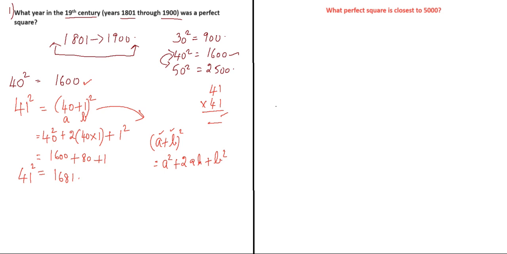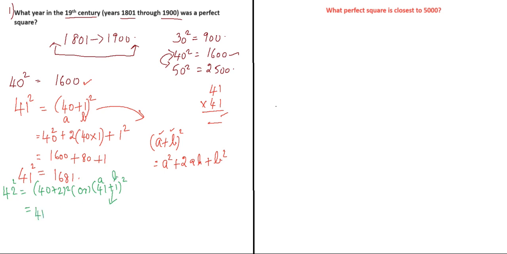This is one of the easiest ways of solving 41 square rather than taking it as 41 into 41. Now let's try for 42 square. You can either take it as (40 plus 2) the whole square, or you can take it as (41 plus 1) the whole square. In either way you can assume it and do the problem. So here let me take it as (41 plus 1) the whole square. So this is a and this is b.